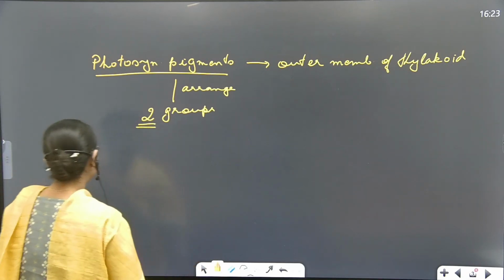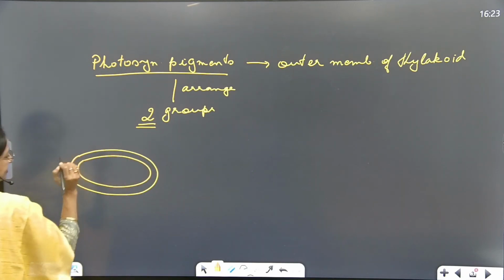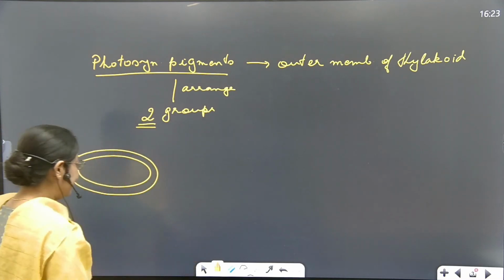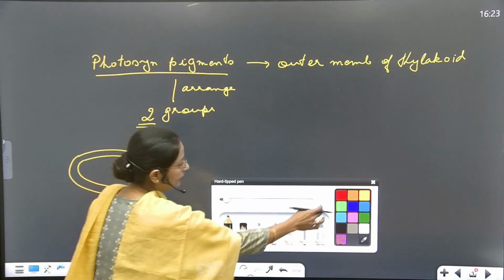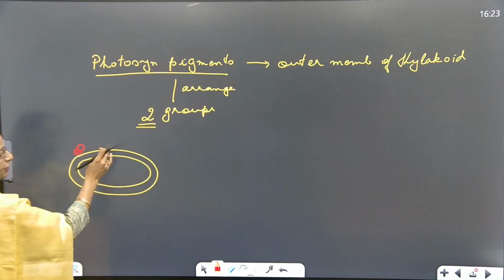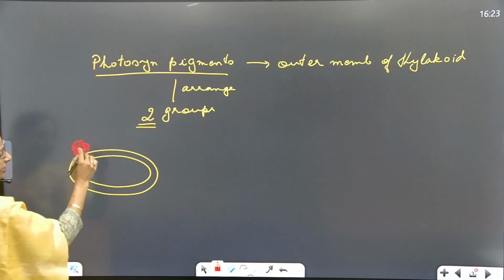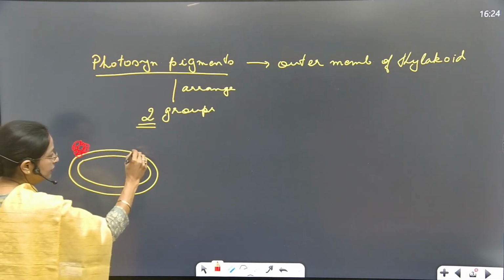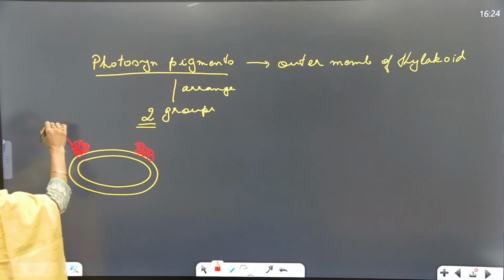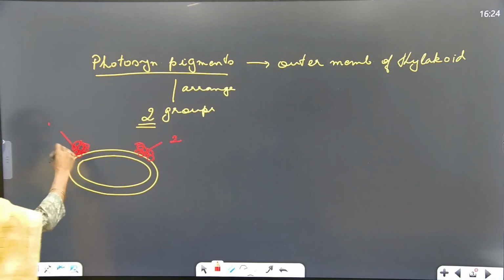Two groups. Just to have an idea, we can talk about the thylakoid. The light reaction happens in the thylakoid. What is a thylakoid? A sac-like structure that is present in the chloroplast. What is in it? Pigments. Are the pigments inside or on the membrane? On the membrane, the outer membrane. The pigments are arranged in groups, it could be 1 and it could be 2. Is the concept clear?